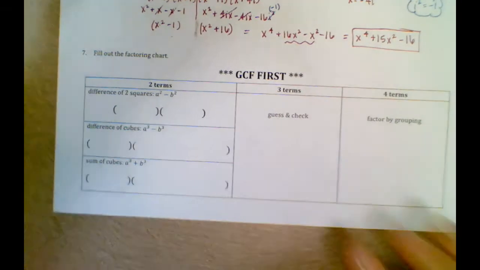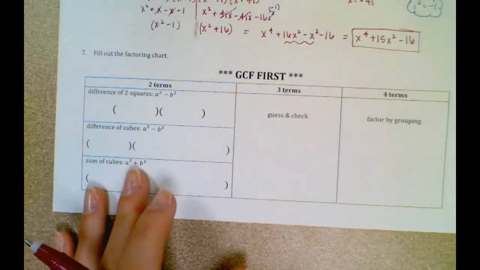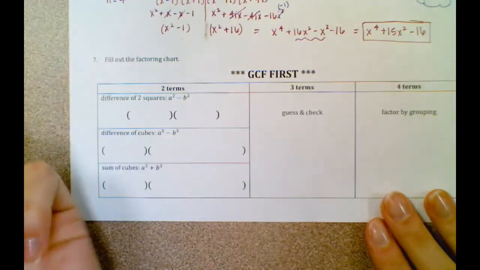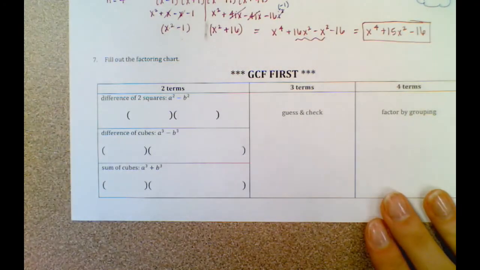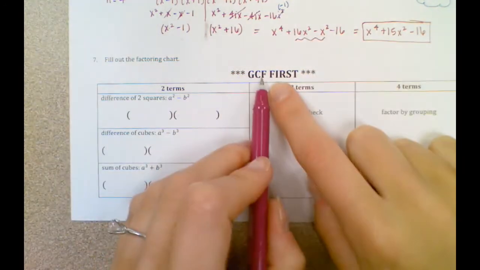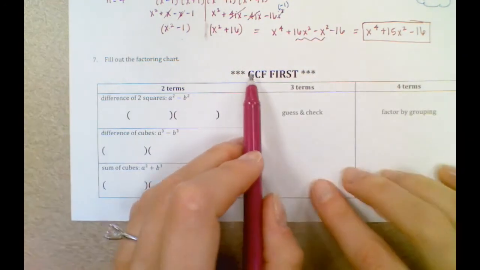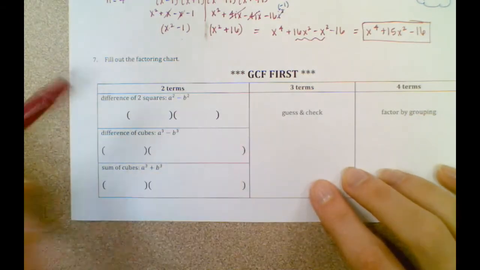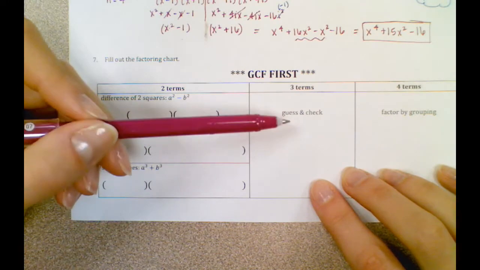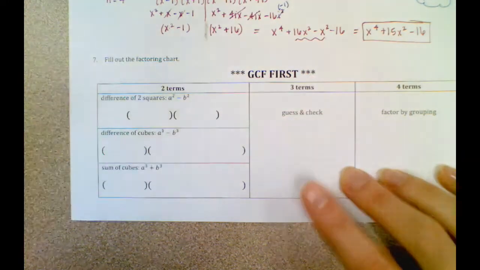Factoring, everybody's favorite. So we're going to fill out this factoring chart below. I'm basically going to go over the formulas first. Factoring, always look for a GCF, right? Then look at the number of terms that you have. If you have 2 terms, you have 3 options. If you have 3 terms, remember that's a trinomial, you just guess and check. 4 terms, you're going to factor by grouping.